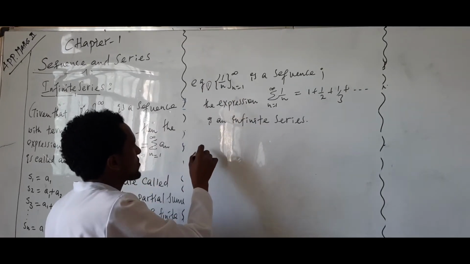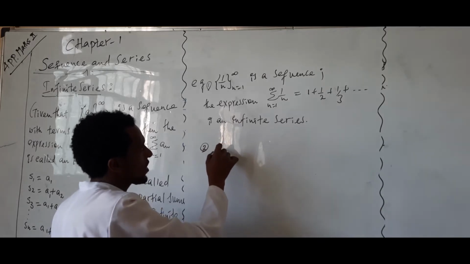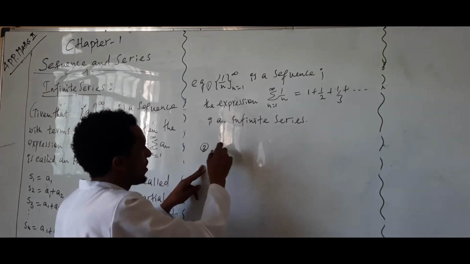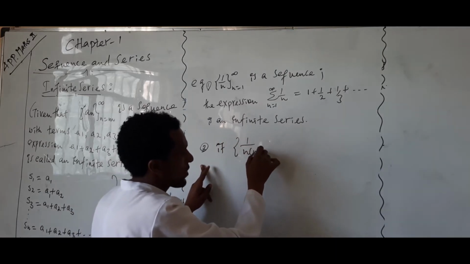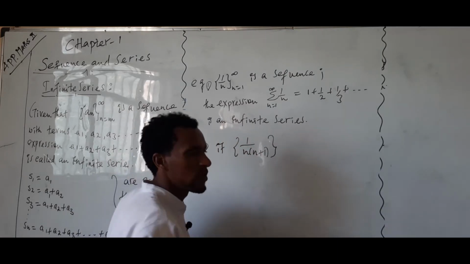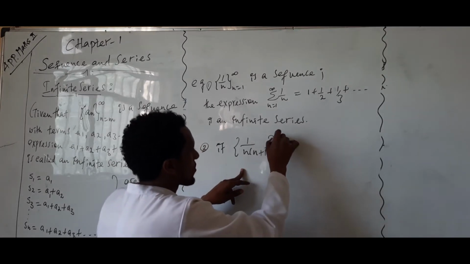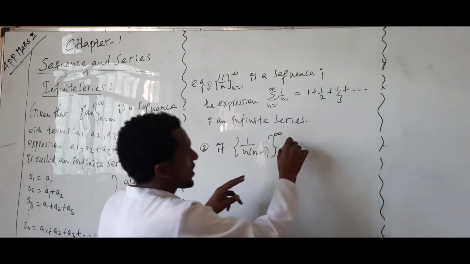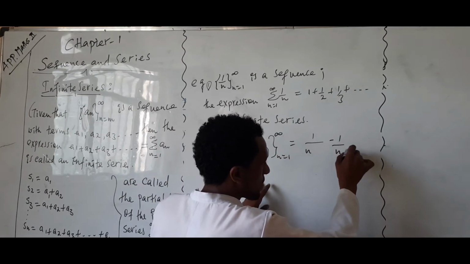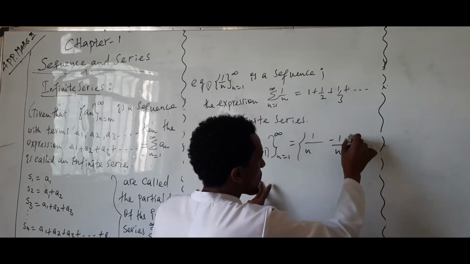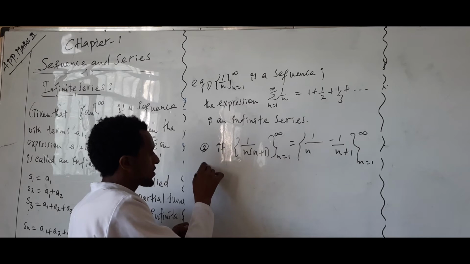Next, let's take a_n equal to 1 over n into n plus 1, when n from 1 to infinity is a sequence, that is equal to 1 over n minus 1 over n plus 1, n from 1 to infinity is a sequence.